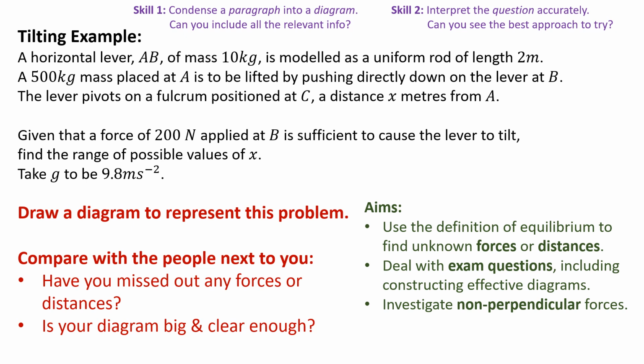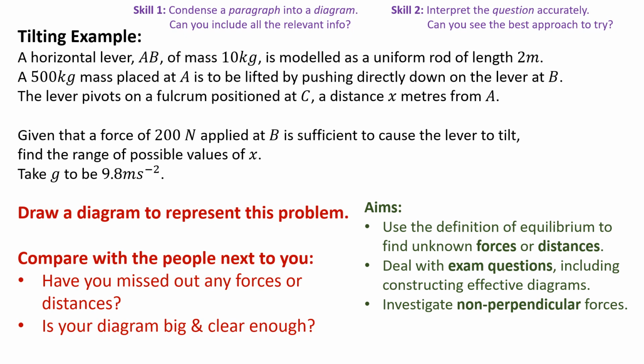We have a horizontal lever with a known mass modeled as uniform. We have a known length. We're going to put a large mass at one end, which is designed to be lifted by pushing down on the other end. A good idea as you're working through a question like this is to read through it once and try to make sense of the story.